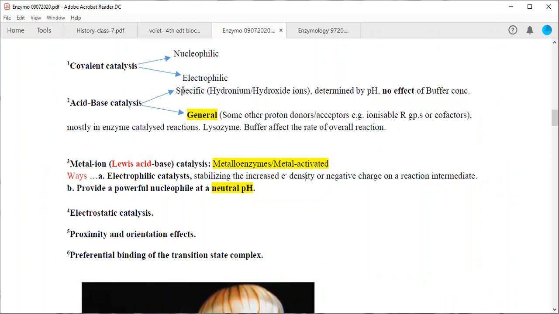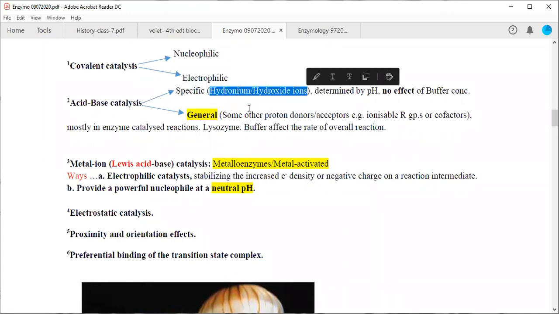If it is specific acid-base catalysis, it is specific because only hydronium ions, H3O positive, and hydroxide ions, OH negative, take part in the catalysis. What you need to remember about specific acid-base catalysis is that it is determined by the pH and there is no effect of the buffer concentration, because the H positive and OH negative ions are going to catalyze the reaction.